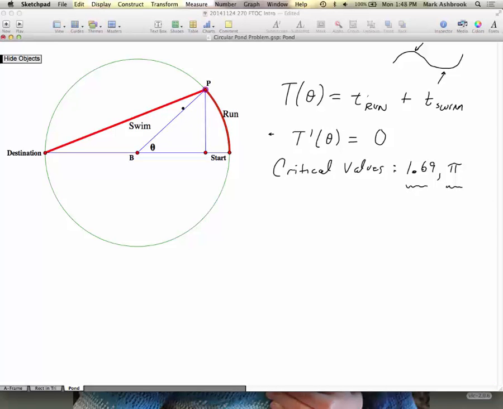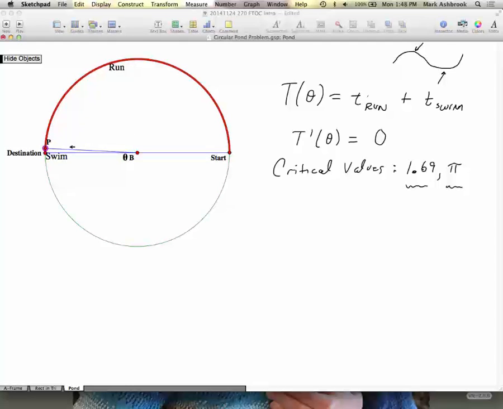Now, where would P be for pi? The angle of pi would be all the way here, meaning running all the way around. So pi would mean run the whole way. Theta equals 0 would mean swim the whole way. Theta equals 0 means point P is the starting point, just swim straight across. So we have this critical value at 1.69, which is actually about here, and then another critical value at pi.